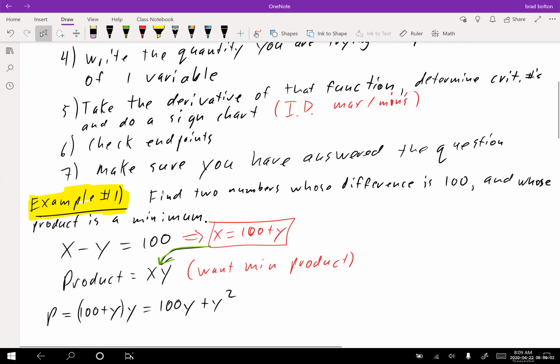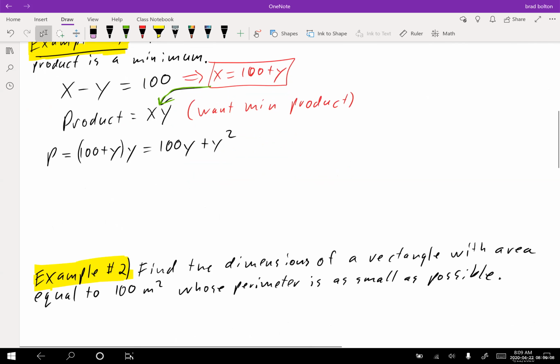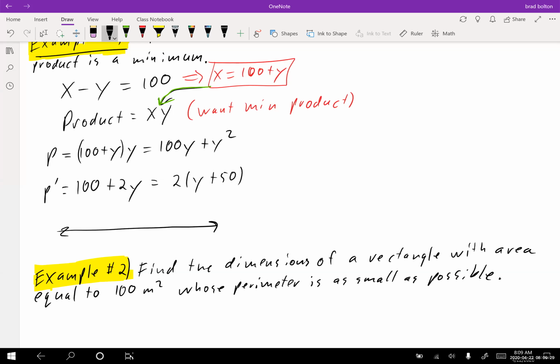So now step 5 says, take the derivative of that function and determine the critical numbers and do a sign chart. So what I'm going to do is find P prime, and that's going to equal 100 plus 2y. I could factor this, and this would be 2 times y plus 50. So if I want to do a sign chart, I need to find my critical numbers. So y plus 50 equals 0, so y equals negative 50. I'm going to put negative 50 on my sign chart.